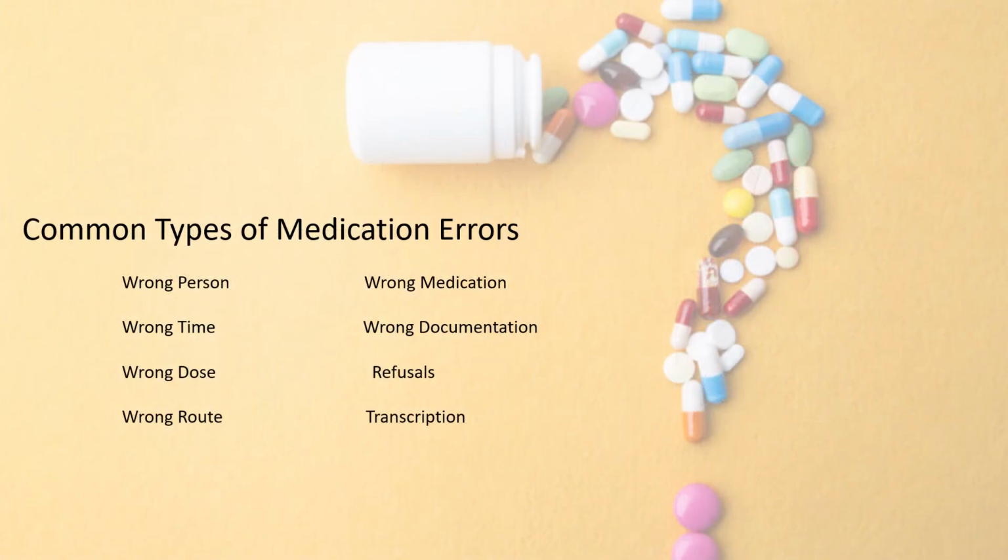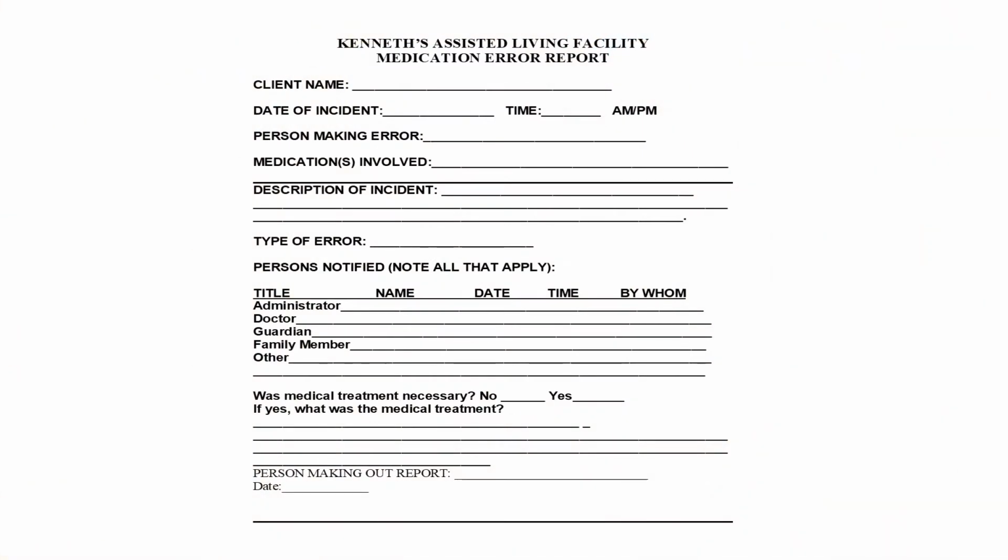Common types of medication errors are wrong person, wrong time, wrong dose, wrong route, wrong medication, wrong documentation, refusal, and transcriptions. So this is just an example of what a medication error report could look like. You'd have the client's name, the date of the incident, medications involved, description, and type of error.